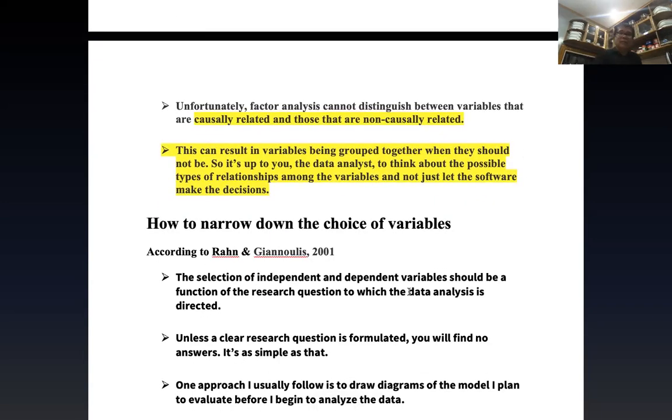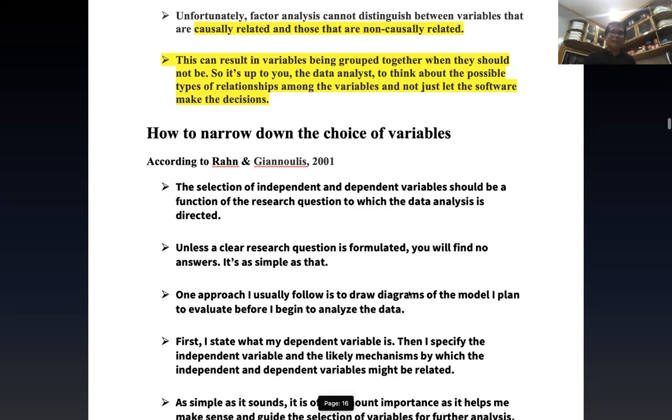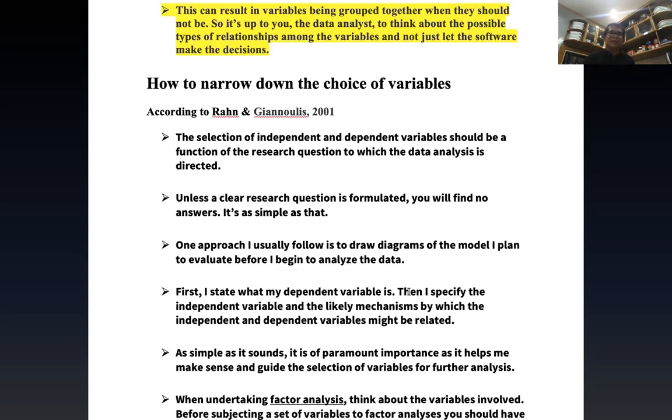How to narrow down the choice of variables? According to Rowan and Genolis, way back in 2001, the selection of independent and dependent variables should be a function of the research question to which the data analysis is directed. Unless a clear research question is formulated, you will find no answers. It is as simple as that.